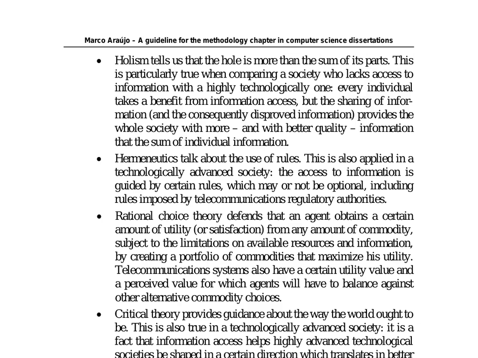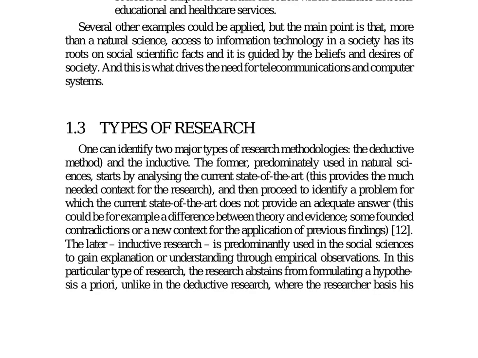The concepts of holism, hermeneutics, rational choice theory, and critical theory are essential in understanding the role of information access in a technologically advanced society. Holism highlights that shared information provides a society with more and better quality information than individual access. Hermeneutics emphasizes the importance of rules guiding information access, while rational choice theory suggests that agents balance the utility value of information against other commodity choices. Critical theory underscores how information access shapes a society, influencing its direction and services.